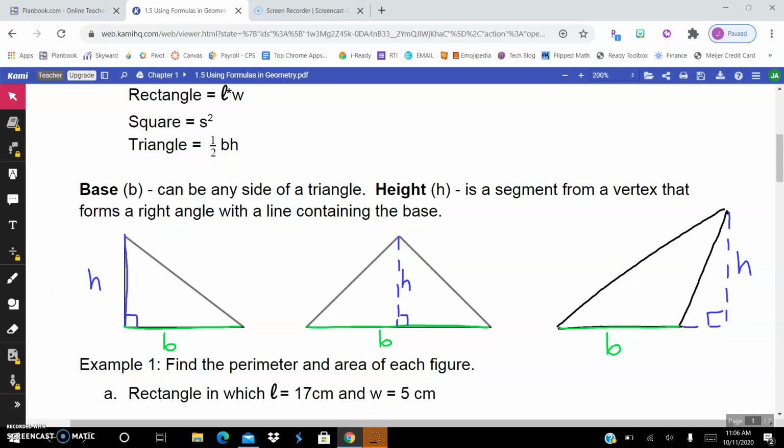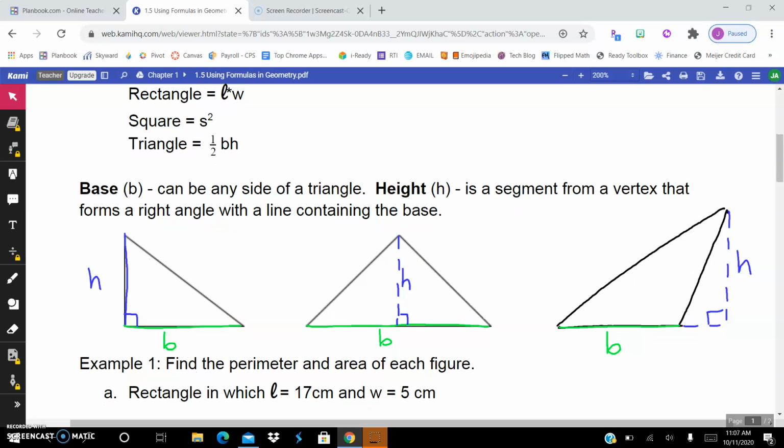So I'm showing a few different types of triangles here, figuring out what's the base and what the height is. The base can be any side of the triangle. It's what it's sitting on. And then the height is a segment from the vertex that forms a right angle with a line containing the base. So the height has to come off of the base at a 90-degree angle. I drew 3 different pictures here of different types of triangles showing where you would find the heights for those triangles.